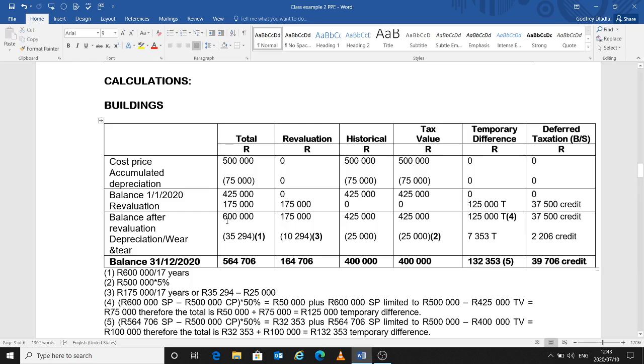Now if you look from this line here just across up to here, now this is what I need to explain, this 125. How do you go about doing it? Now the intention is to sell. If the intention is to sell, you ask yourself two questions. One, if I sell this building at 600,000, will I have a capital profit? Yes, you'll have a capital profit because the cost price is 500,000, right? But then capital profit goes with taxable capital gains, right?